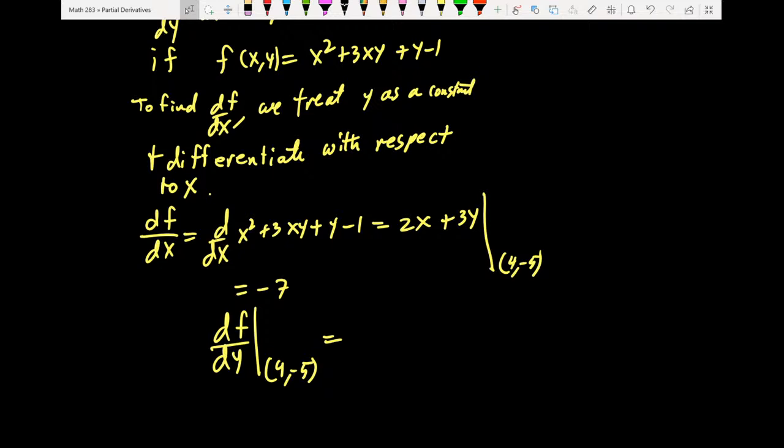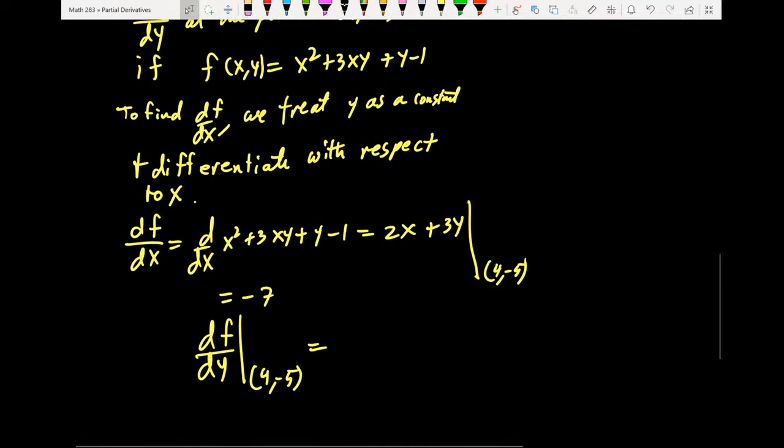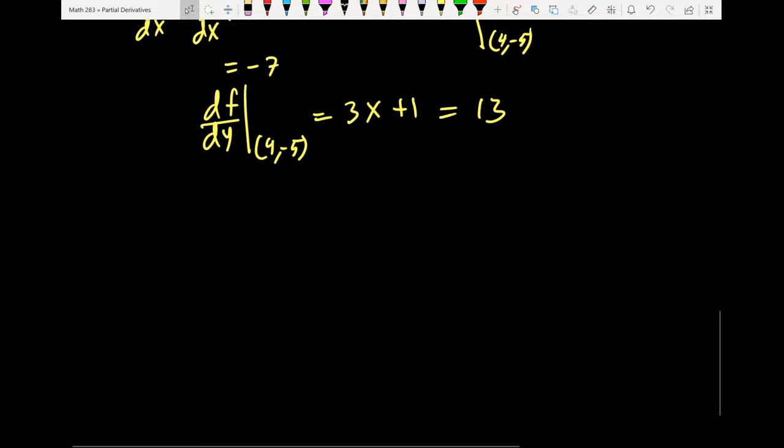All right, ready? What's the answer for the other one? What is it, guys? What's the derivative of this would be what? 3x plus 1, right? And what would that give you? 13. Yep. All right. Let's try another one. Ready?